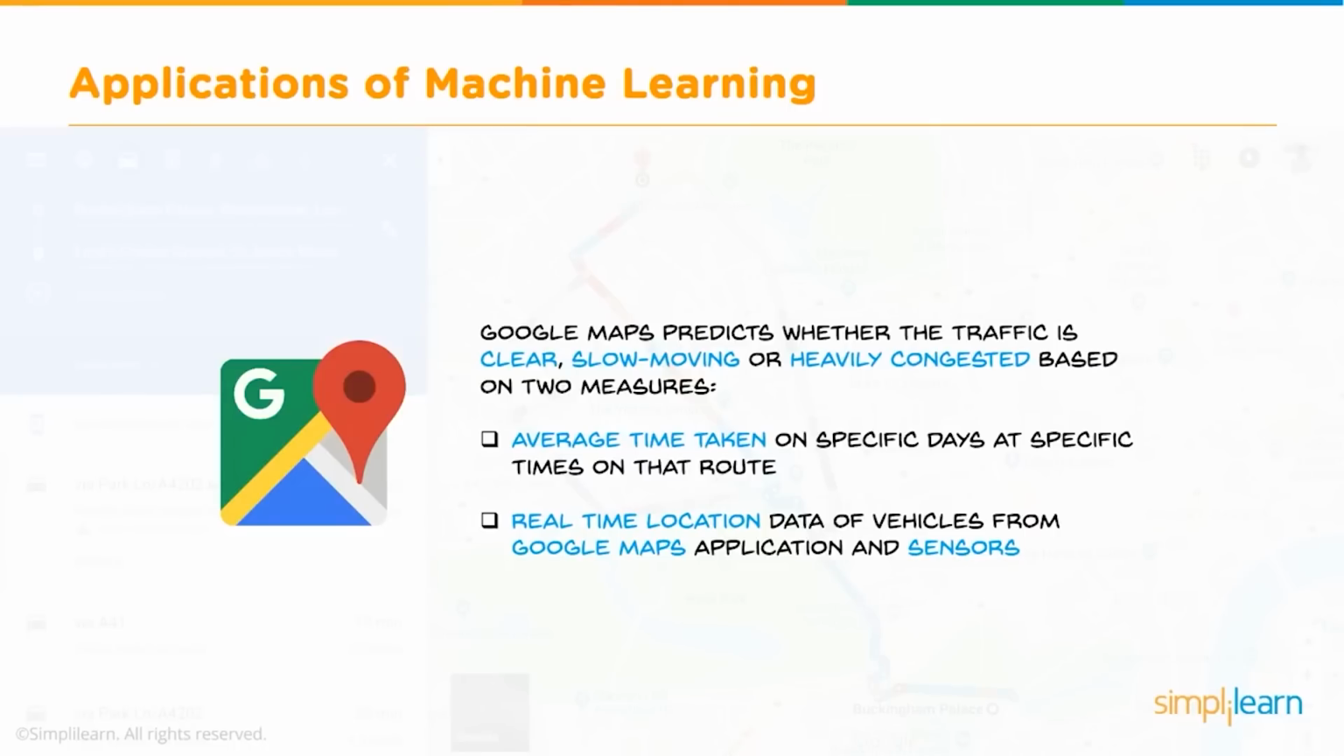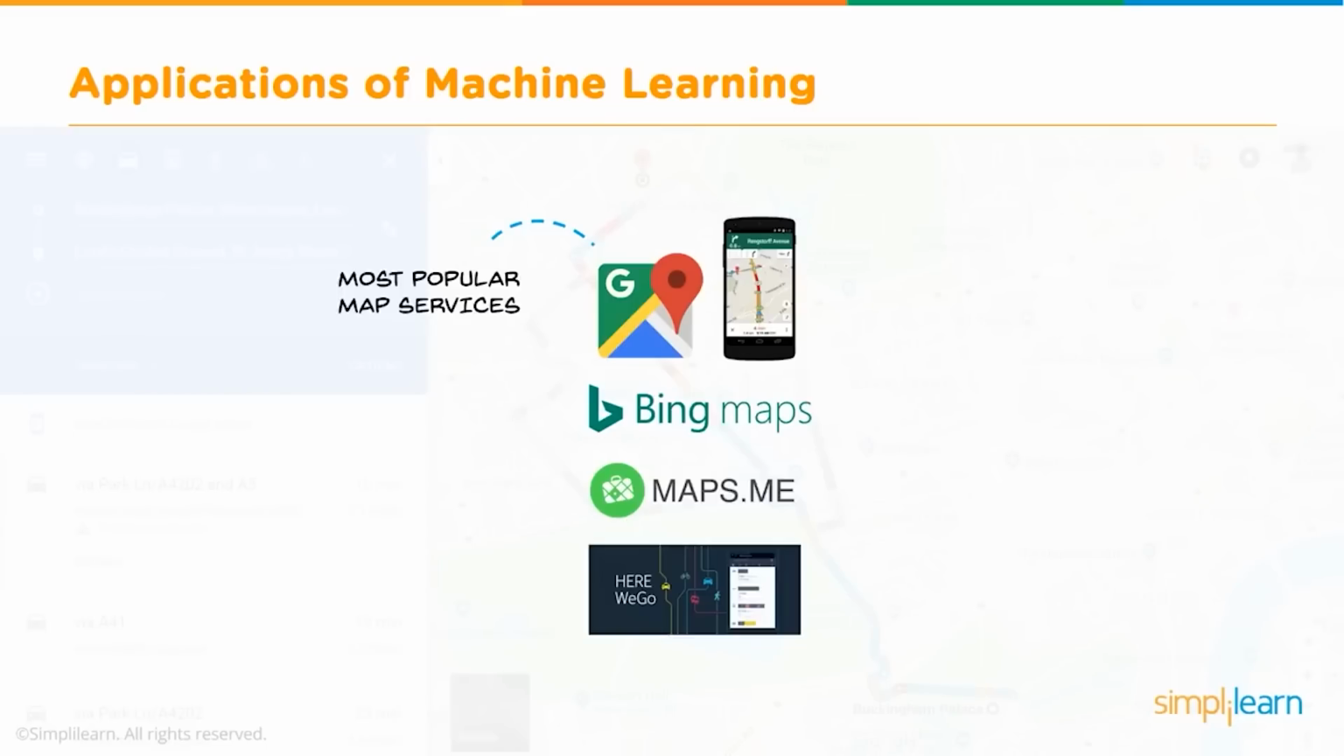So how exactly is Google able to tell you that the traffic is clear, slow moving or heavily congested? This is with the help of machine learning and two important measures. First is the average time taken on specific days at specific times on that route. The second is the real-time location data of vehicles from Google Maps and sensors. Some of the other popular map services are Bing Maps and Maps.me.